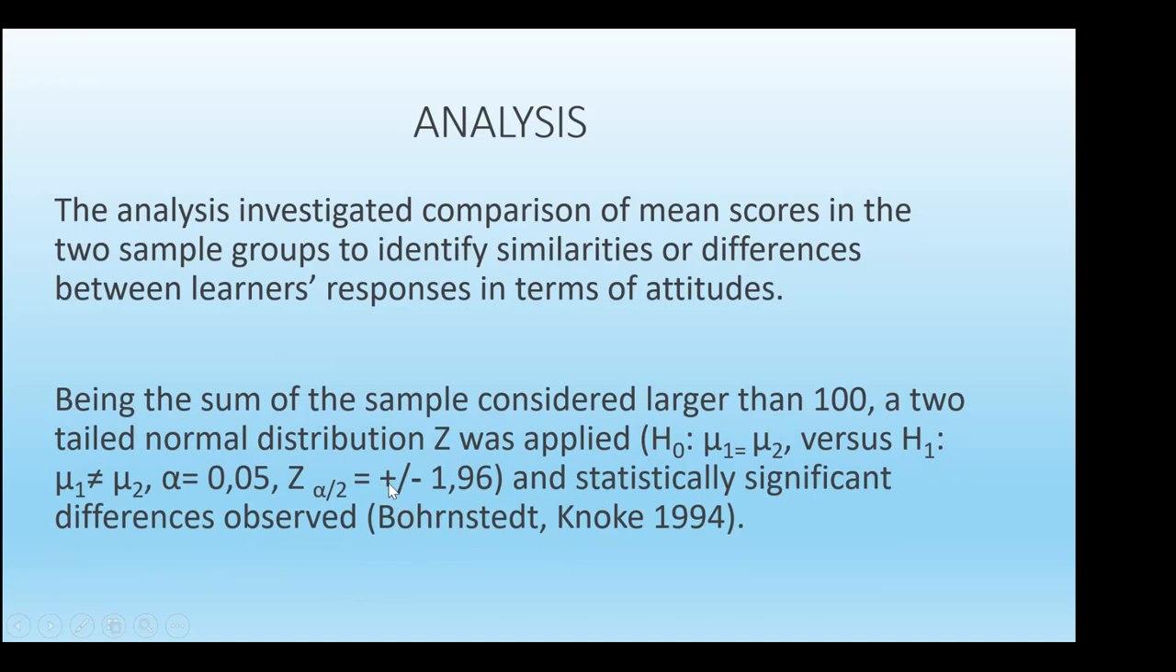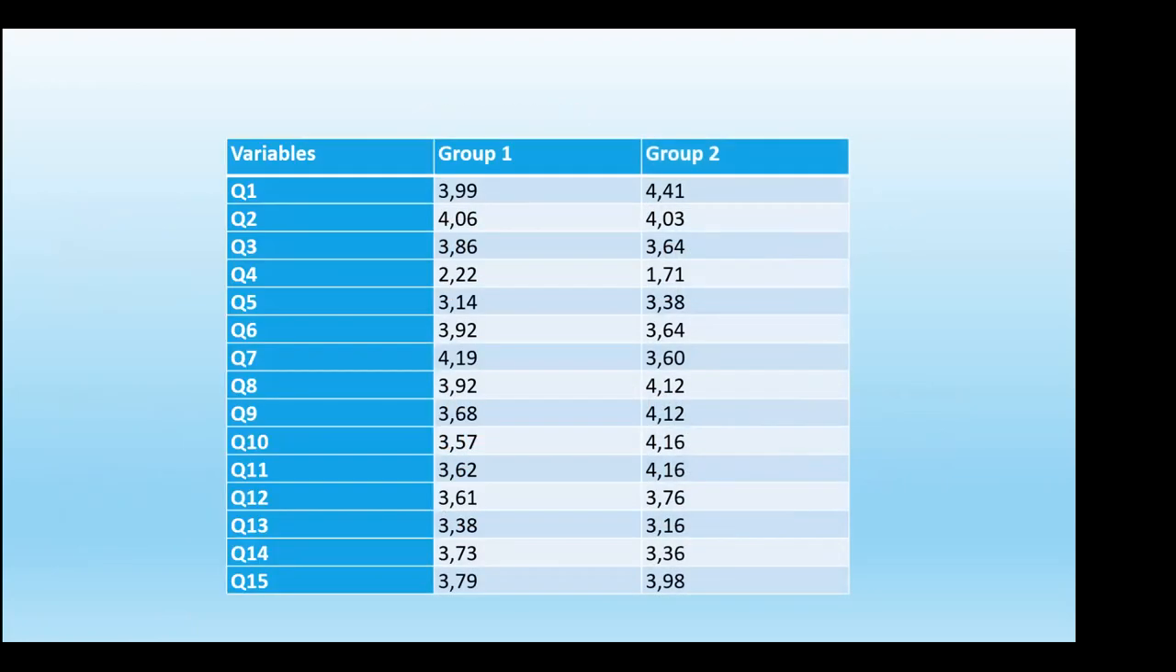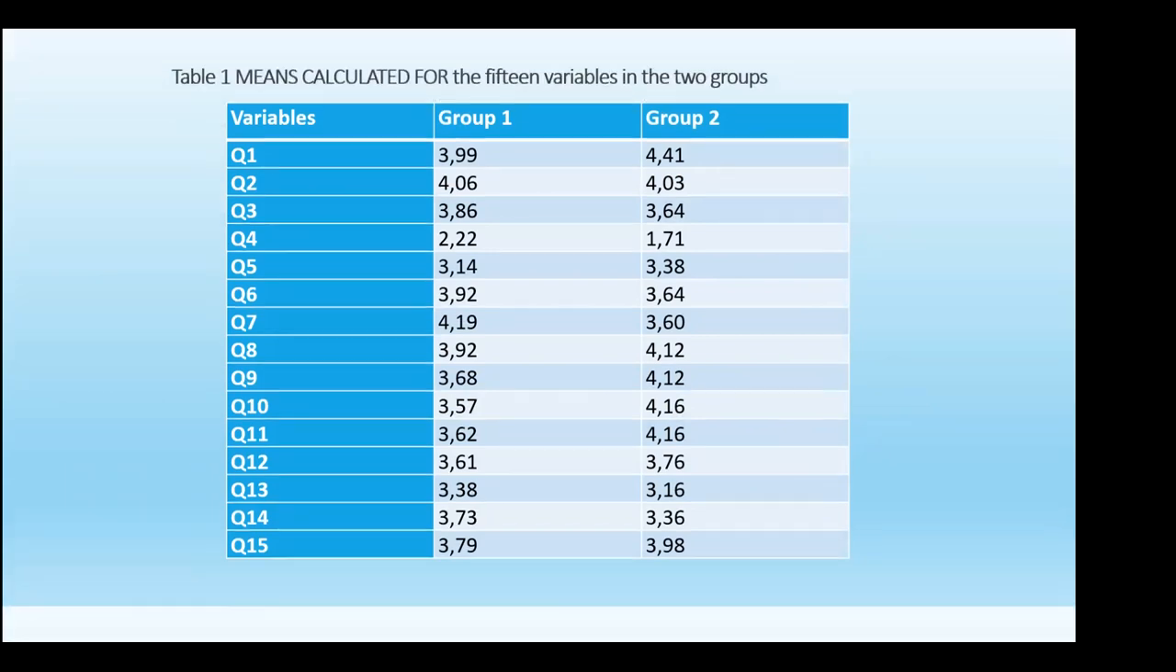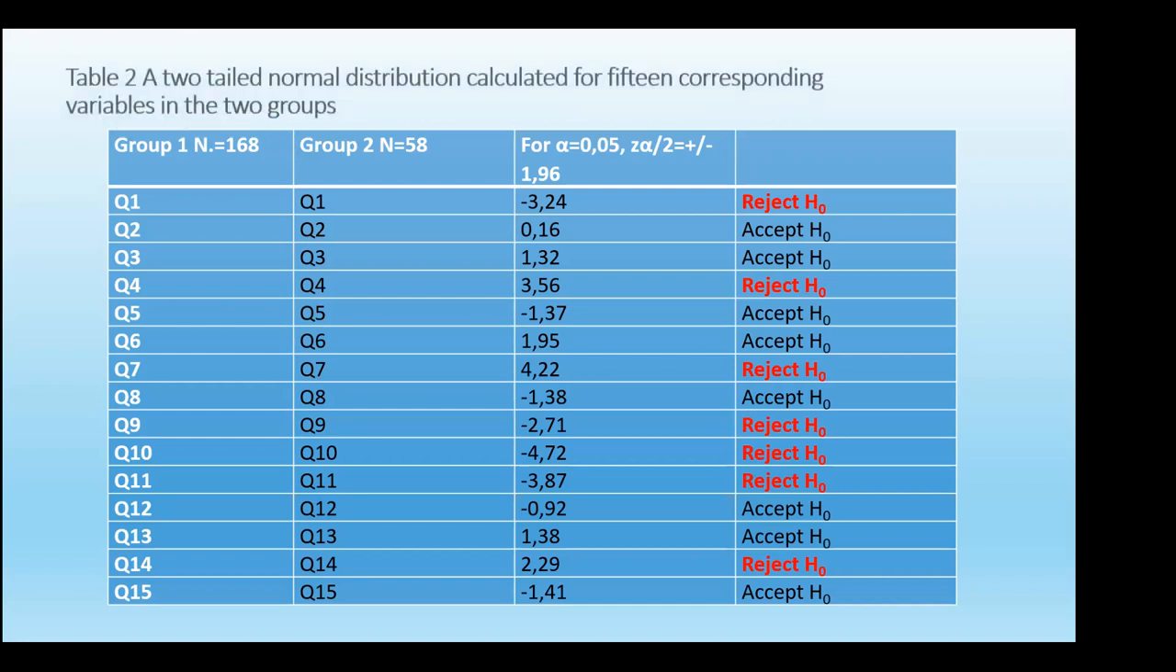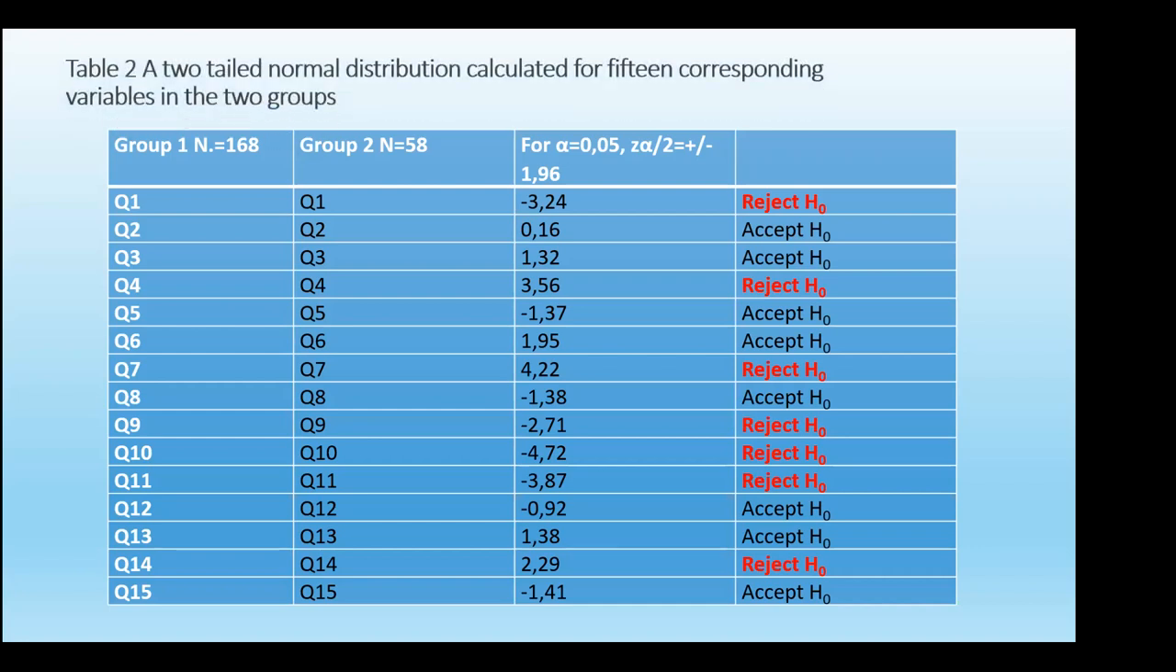Values higher than 1.97 or lower than minus 1.97 showed that for some of these responses, we may reject the null hypothesis. So there are significant differences between the means in the two groups. In all the other cases, the null hypothesis is accepted, meaning that there are no significant differences between the means in the two groups. So quickly, these are the data that I collected. These are the means, the descriptive statistics, and this is the test, the two-tailed normal distribution test.